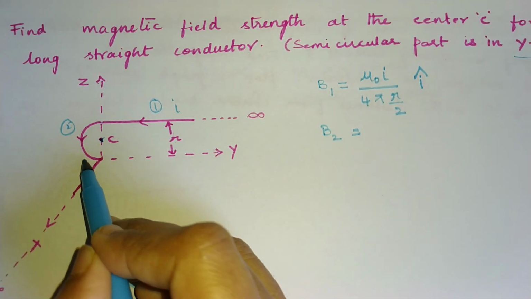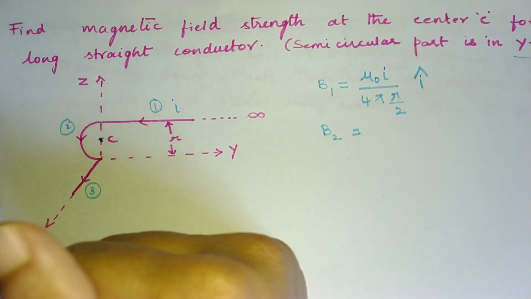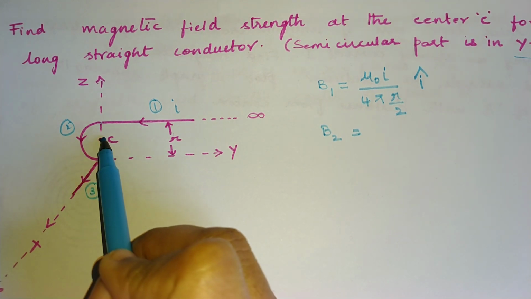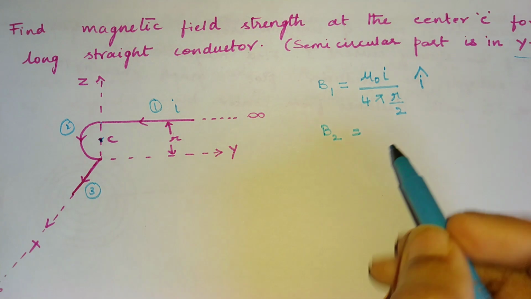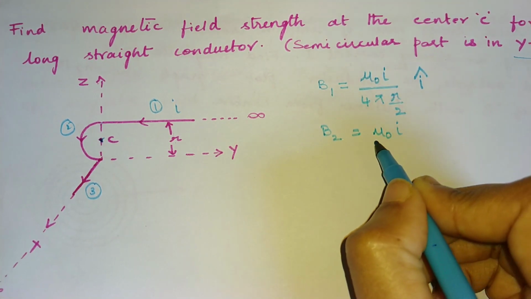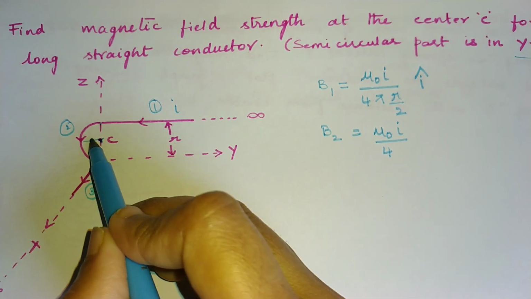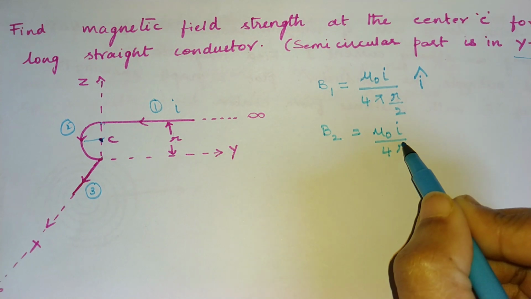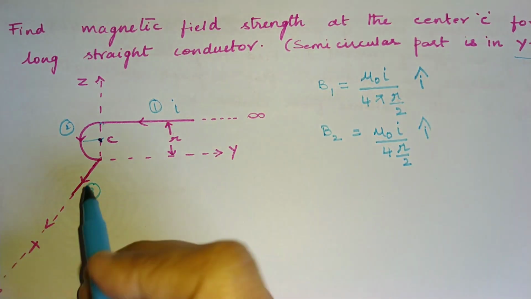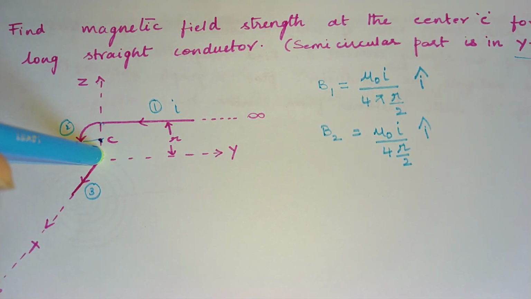Due to this semicircle, curl the fingers of your right hand. Thumb is pointing upward. So due to this current carrying conductor also, field is in the upward direction, that is plus I cap. And we know for a semicircle, the magnetic field is mu naught I by 4 into the radius of the circle. See, the radius of the circle is R by 2. Direction I cap.